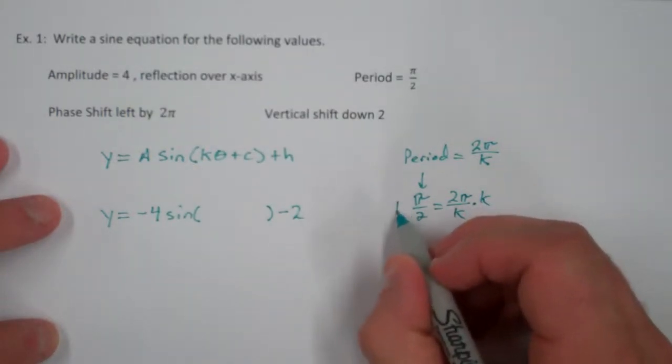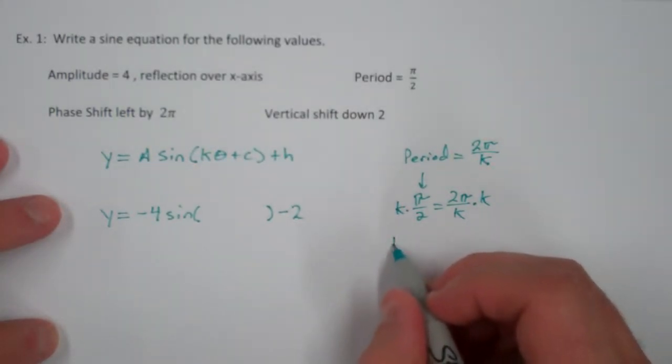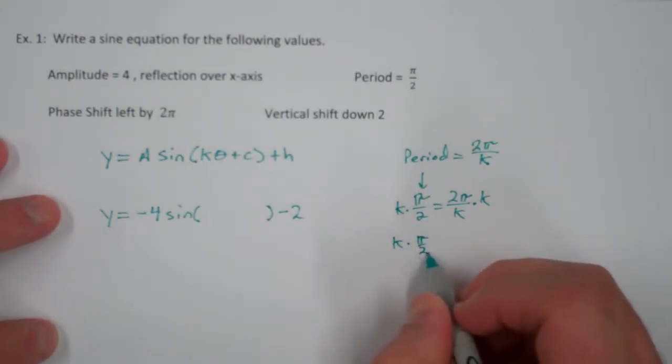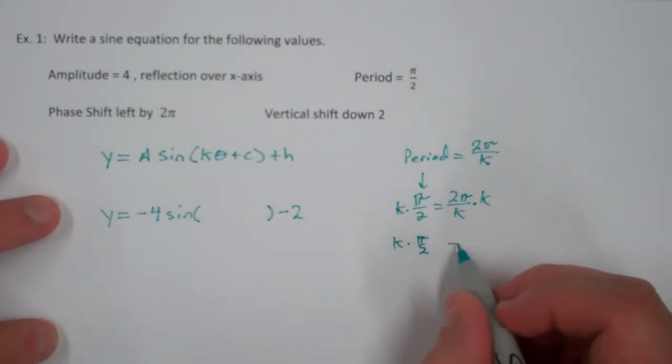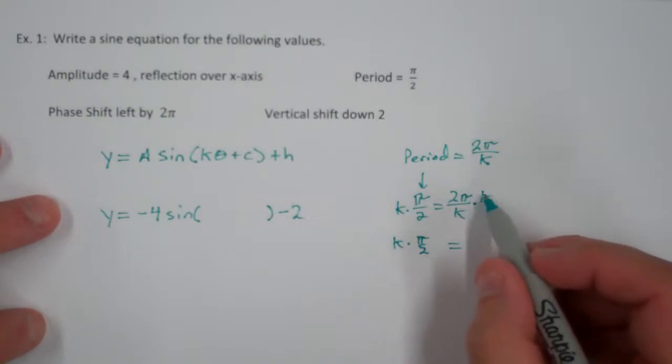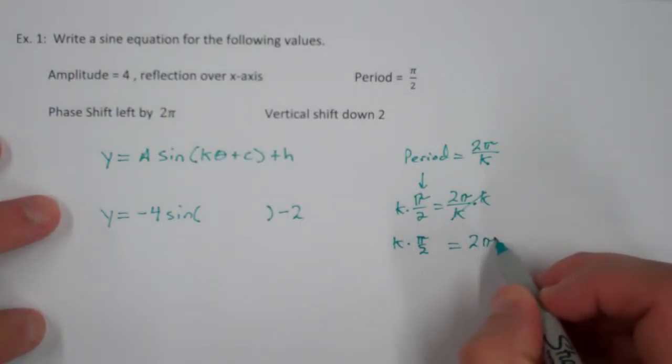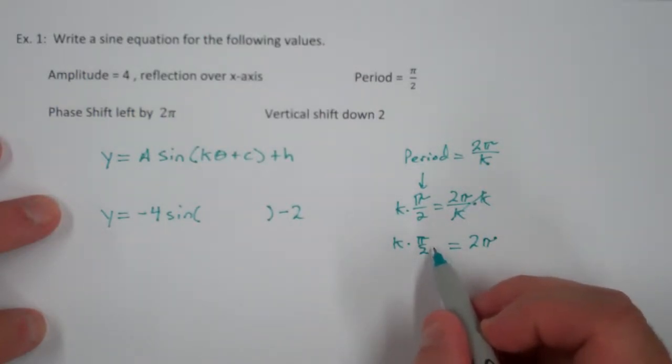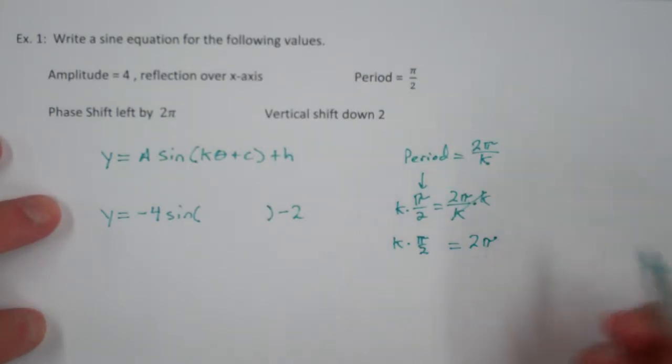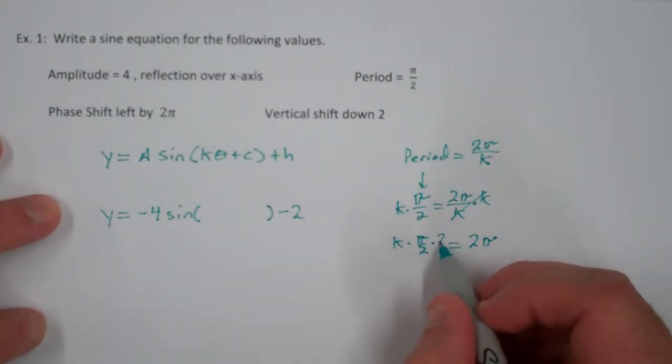So I'm going to multiply each side by k. And then I've got k times pi over 2. Oops, that's a little small. I hope you guys can see that on the video. K is gone. We're left with a 2 pi. I like to multiply by the reciprocal here at this point. You could also multiply by 2, then divide by pi. It'd be the same thing.